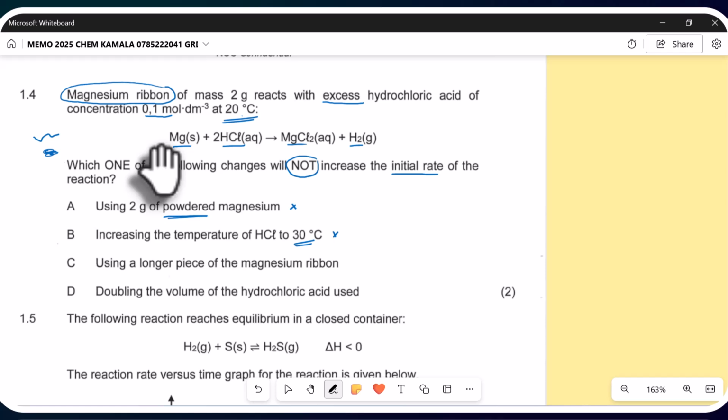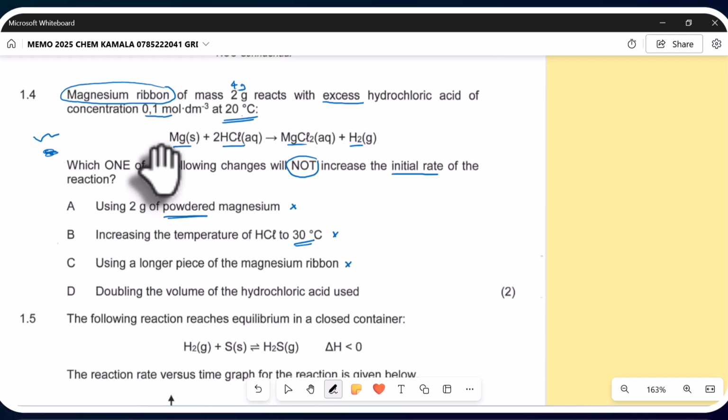Then they say using a longer piece of the magnesium ribbon. The initial magnesium ribbon was 2 grams. If you use a longer piece, it's maybe 4 grams. Because you have more reactant, you're going to have more effective collisions, and so this as well will increase the initial rate of the reaction.